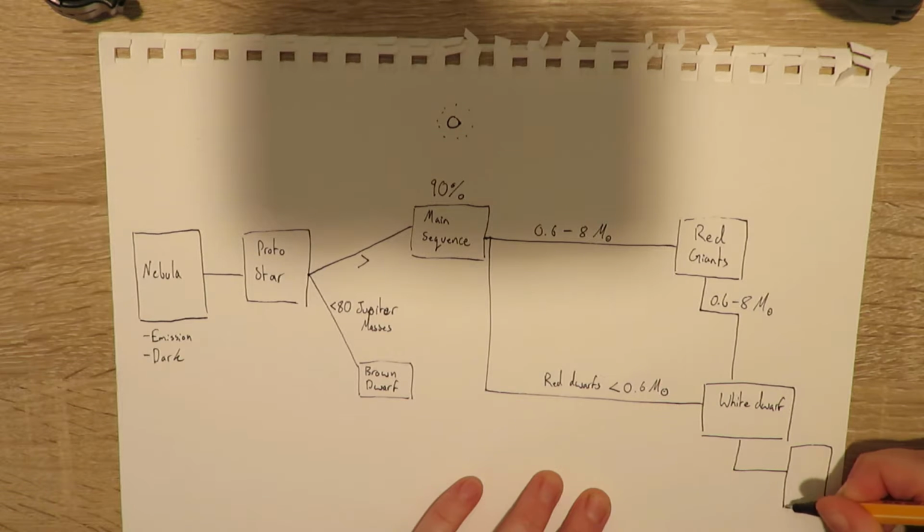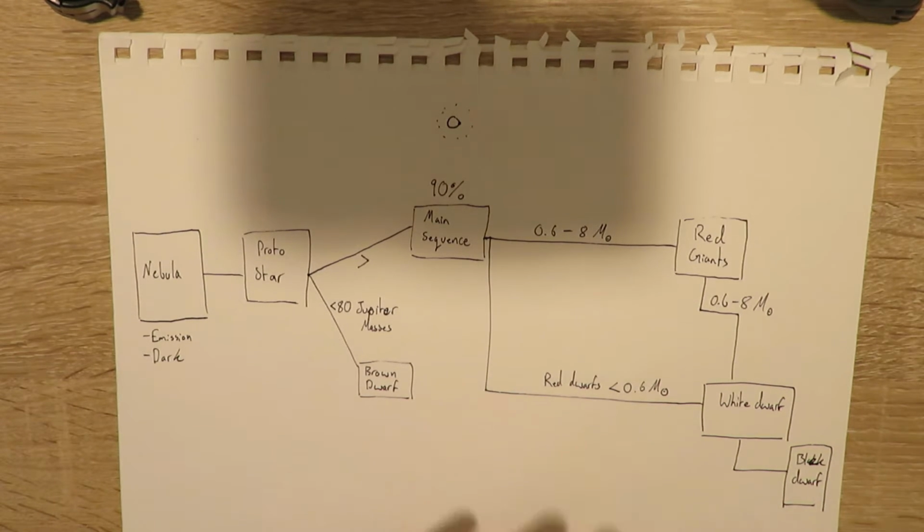These guys eventually become black dwarfs. So a black dwarf is just a star that has run out of its fuel and it has cooled down to the point that it is the same temperature as the cosmic microwave background. So basically it has cooled down so much that it physically cannot cool down anymore.